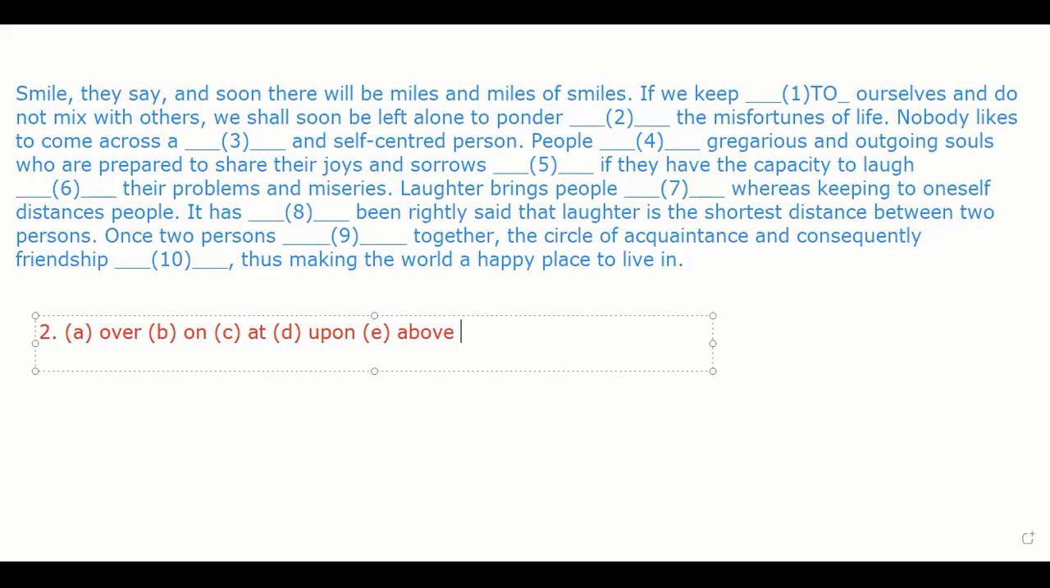Smile, they say, and soon there will be miles and miles of smiles. If we keep to ourselves and do not mix with others, we shall soon be left alone to ponder. I'll tell you what we shall use, ponder on. Achintya says D, okay. There are certain words where verbs are fixed with a preposition. Verb with which preposition? Achintya says D.